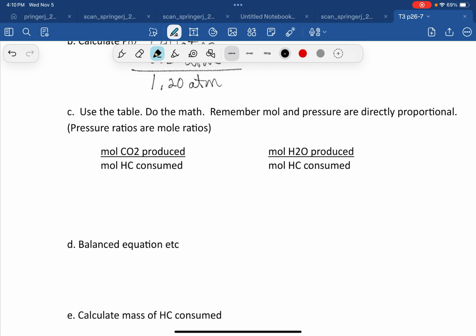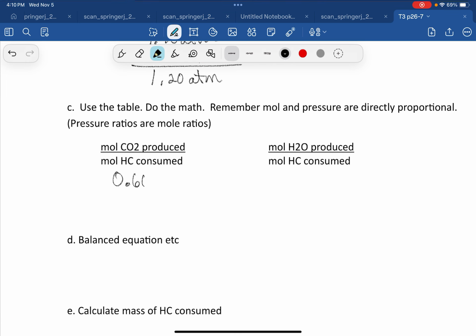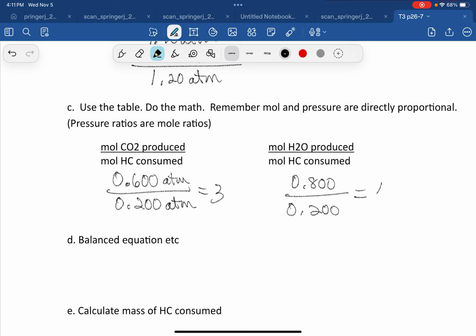The CO2 produced, I'm going to go with 0.6. And the hydrocarbon consumed, well, we'll assume it consumed it all, so that'd be 0.2. So 0.6 divided by 0.2 is a factor of 3. And for the water that was produced, water vapor, it was 0.8. And the hydrocarbon consumed was 0.2. So that gives me a factor of 4.